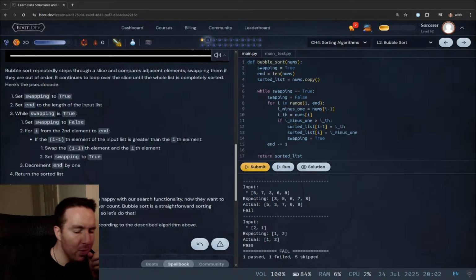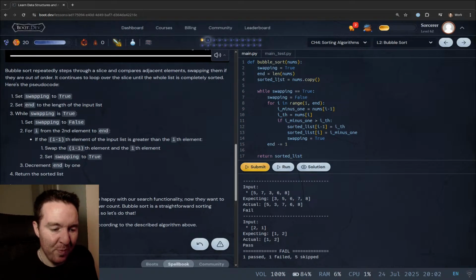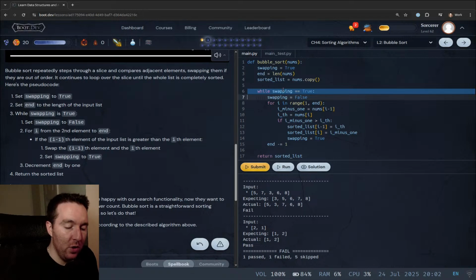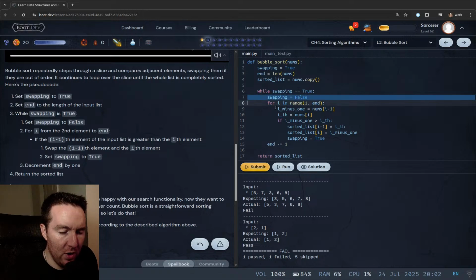I'm just trying to think what's happening. So step it through. So while swapping is true, so swapping is true at the beginning, then we set it to false. So for i in range 1 to end, so it starts at 1, and then it's going to be i minus 1, so it's going to be nums i minus 1. So at the beginning it's going to be 0, so in this scenario it's going to be 5. So 5 and 7. 5 is greater than 7? Wrong, so swapping is still false.